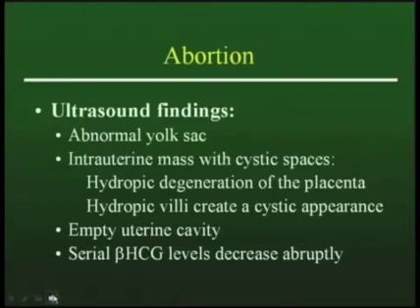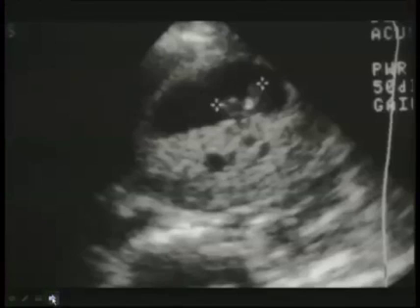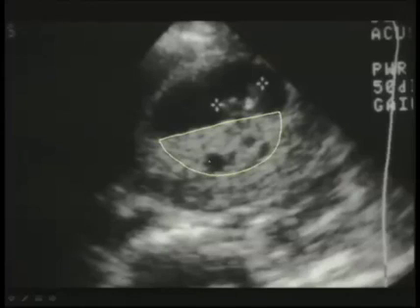What are some of the other findings that might portend spontaneous abortion? Of course, the thickened or calcified yolk sac. Sometimes you will see an intrauterine mass with cystic spaces, which represents the hydropic degeneration of the residual placenta. Sometimes you'll see just an empty uterine cavity. And then, of course, the BHCG levels should decrease abruptly. Here's an example of hydropic degeneration of the placenta. Here is the area of the placenta right here, and you can see that there are multiple cystic structures within it as this placenta has already started to degenerate.